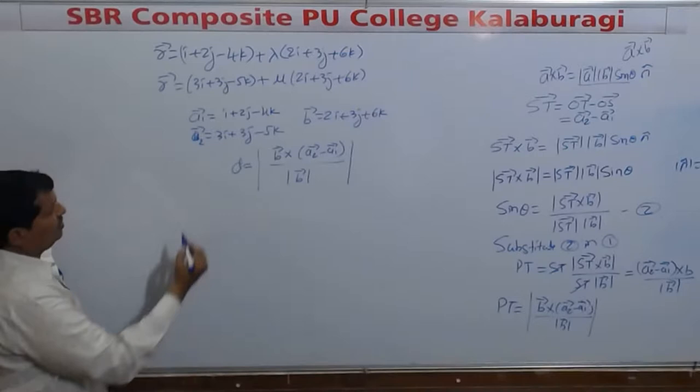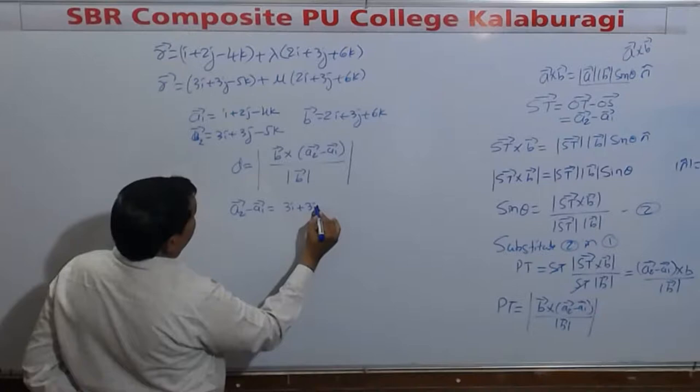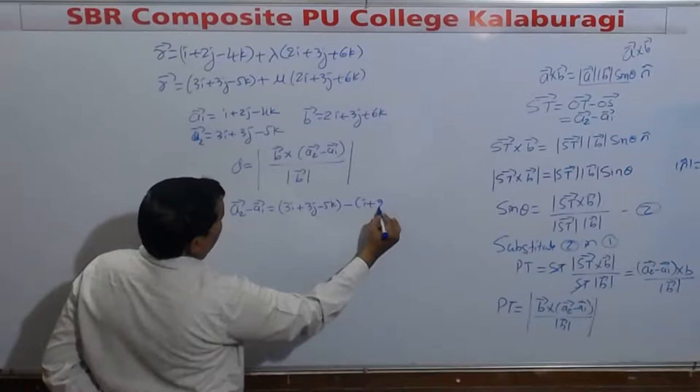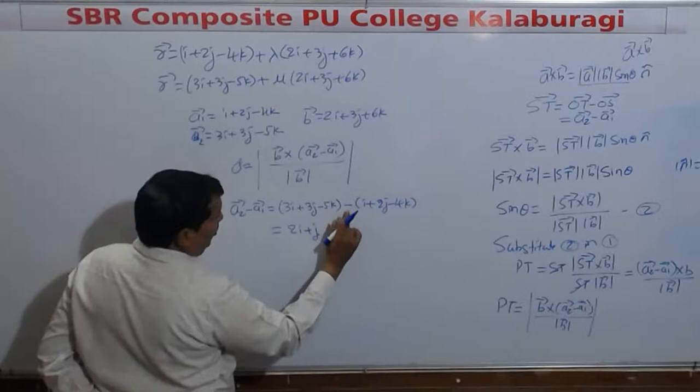First, I want to find A2 minus A1. A2 minus A1 is 3i plus 3j minus 5k minus i plus 2j minus 4k. Equal to 3i minus i, 2i; 3j minus 2j, plus j; minus 5k minus 4k, minus k.